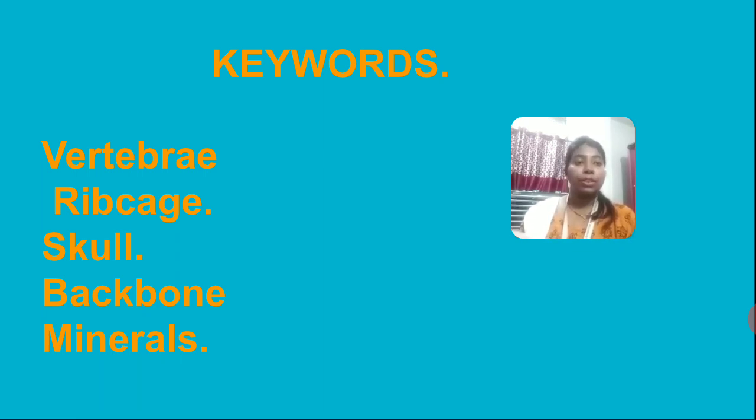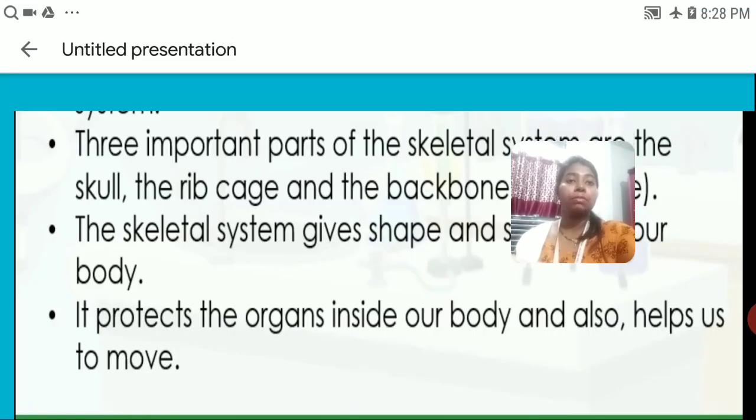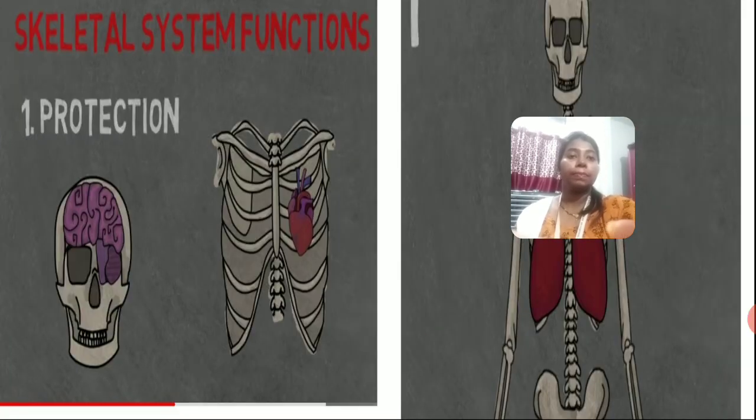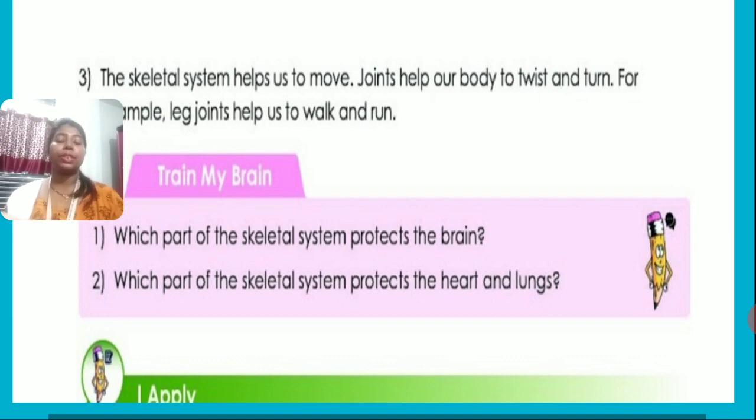So I hope you have understood the chapter. Your homework will be the Train My Brain portion. Can you see the two questions of the Train My Brain section? These two questions will be your homework. Which part of the skeletal system protects the brain? The answer is, correct, it is the skull. And which part of the skeletal system protects the heart and lungs? Rib cage.